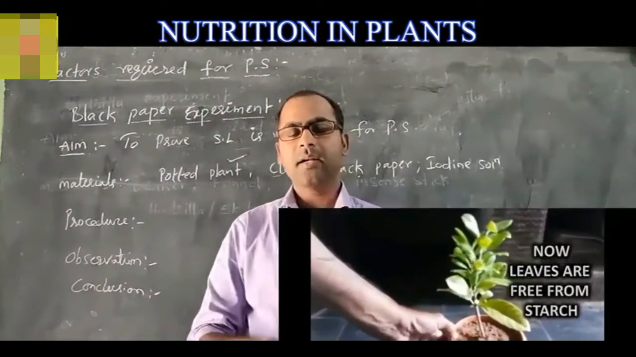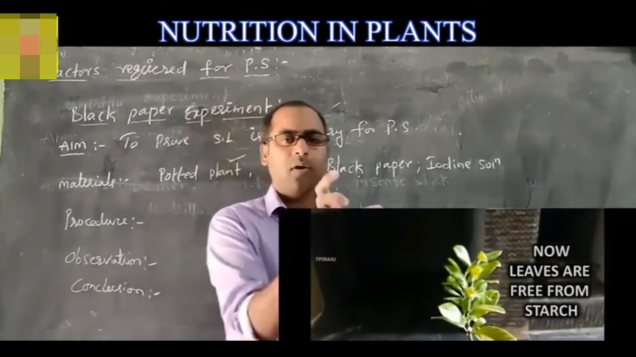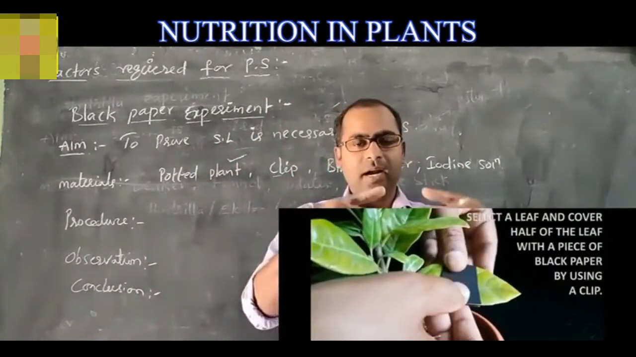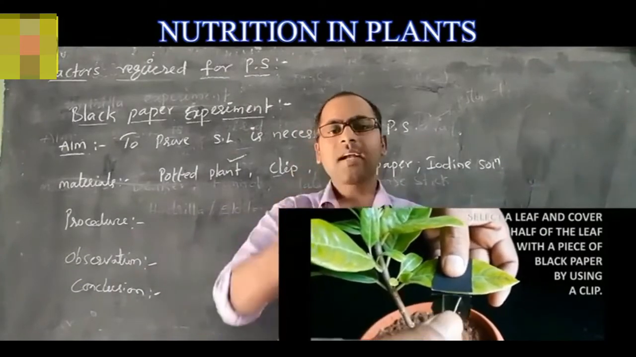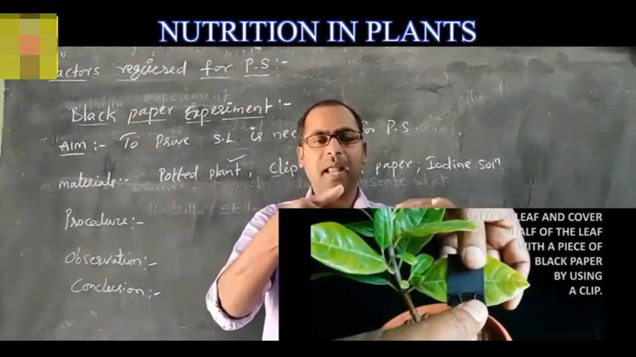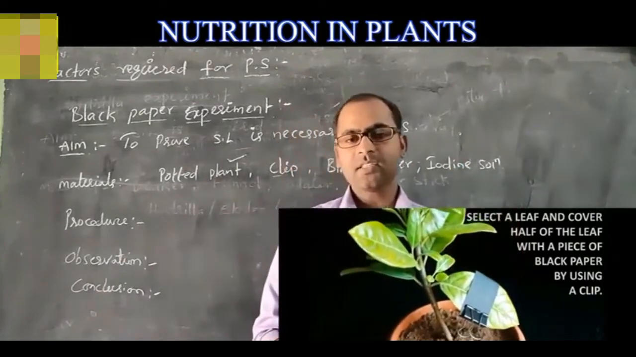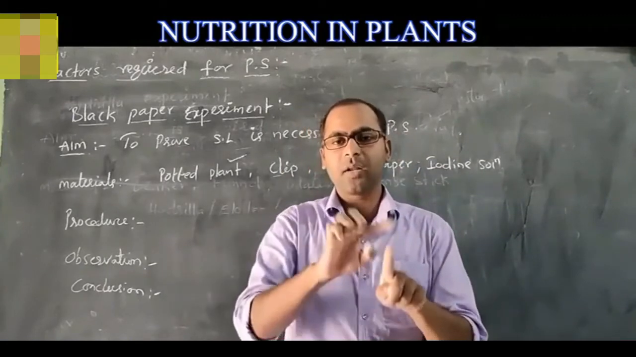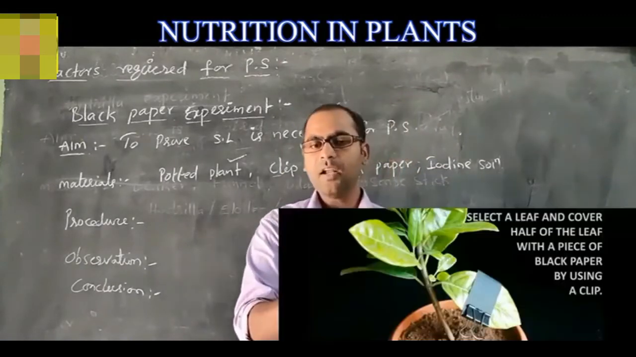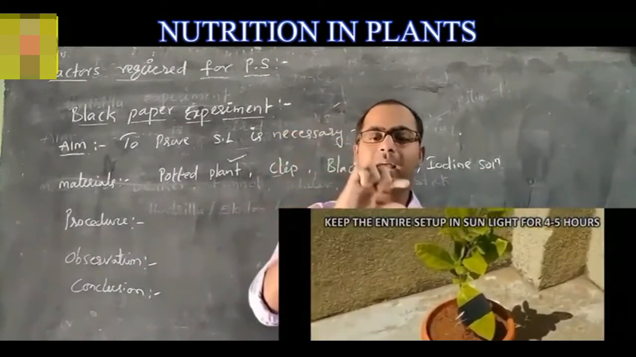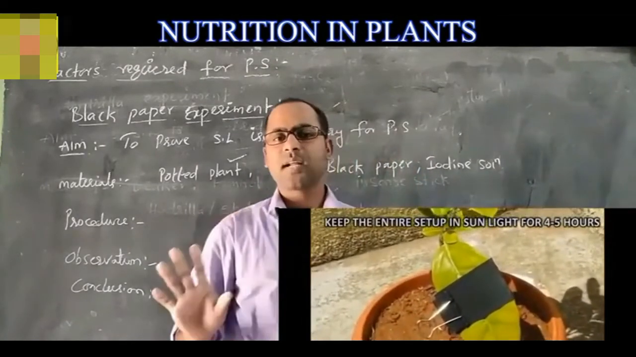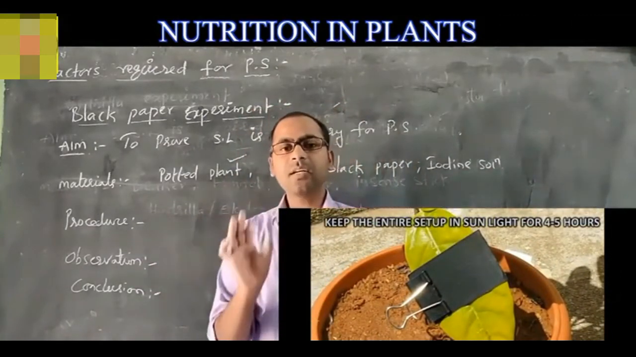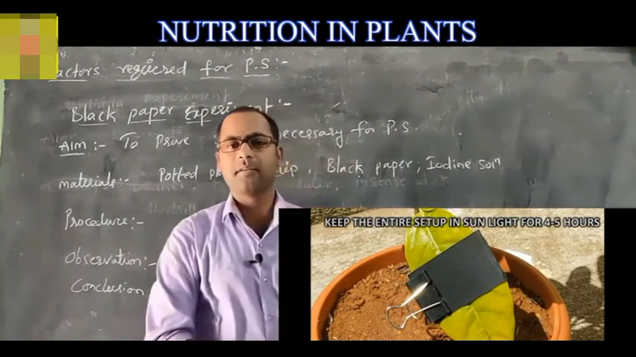Let us take the plant and select one broad leaf, and place the black paper on the leaf. It should be attached and fixed using a clip. There the sunlight will not fall. On the remaining parts of the plant, sunlight will fall, but the part of the leaf where the black paper is fixed is not exposed to sunlight. It is important that the leaf should not be detached from the plant. The leaf should remain on the plant itself.